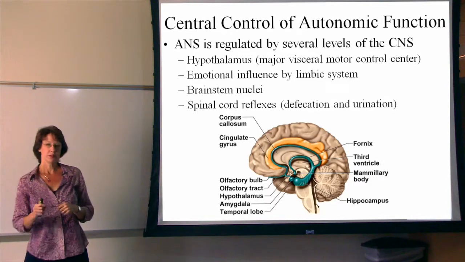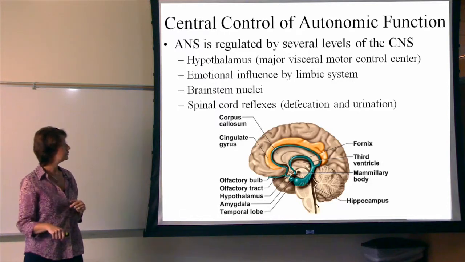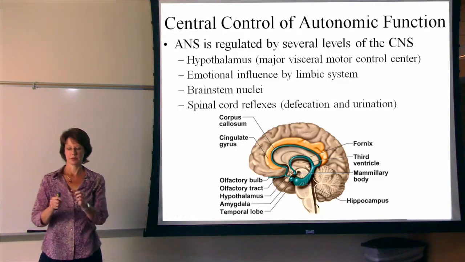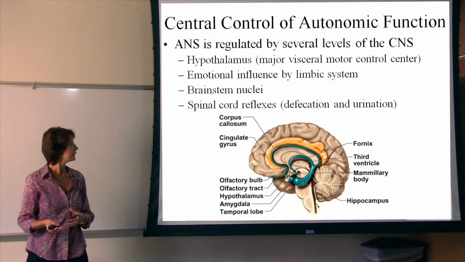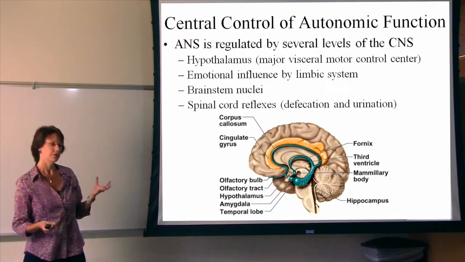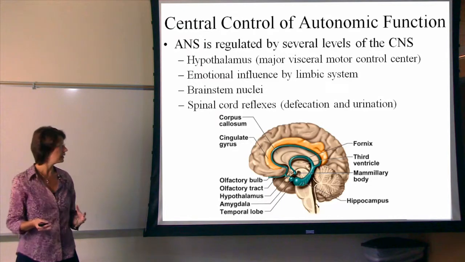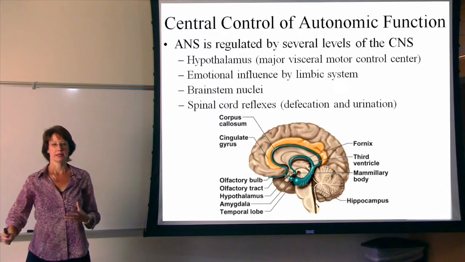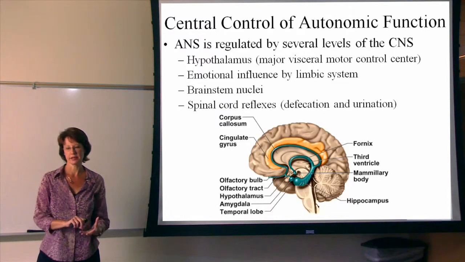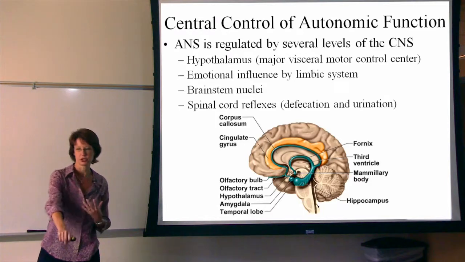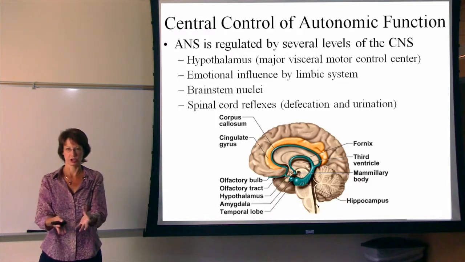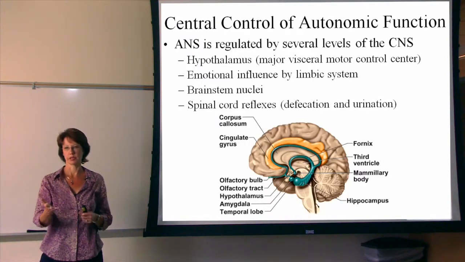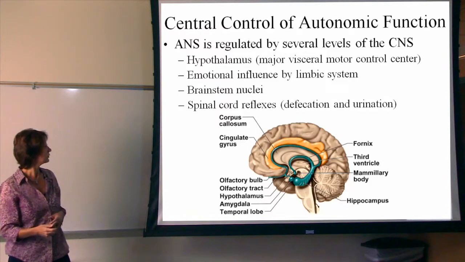There can be brainstem nuclei control, and in fact the brainstem nuclei tend to control vital functions like breathing and heart rate. So it's a real basic control at the level of the brainstem. There are also spinal cord reflexes. Probably the most common of them is defecation and urination. So those are reflexes where the receptor bringing in afferent signals can actually trigger an efferent control of, say, bladder contraction to eliminate, or the smooth muscles that are controlling the size of the bladder, for example.